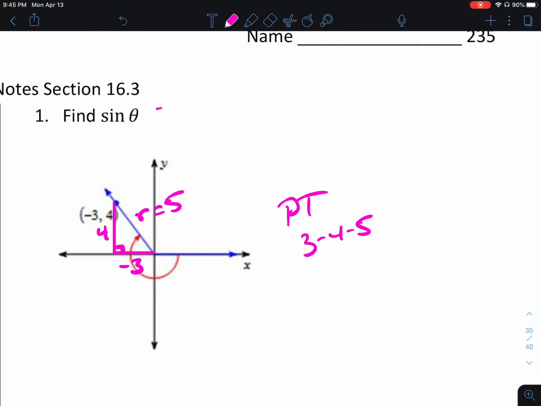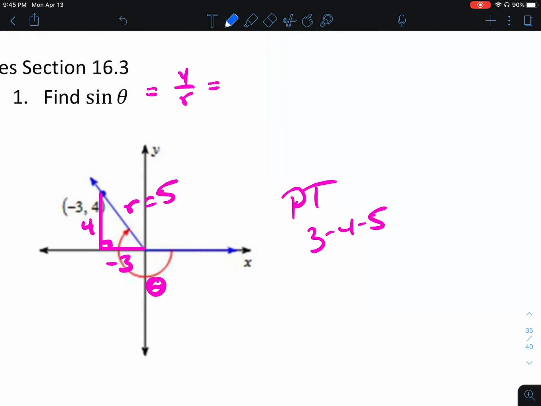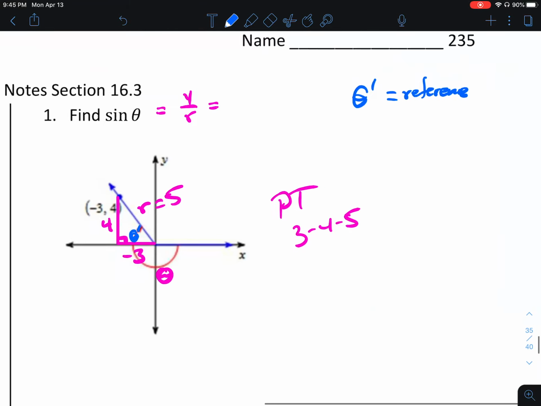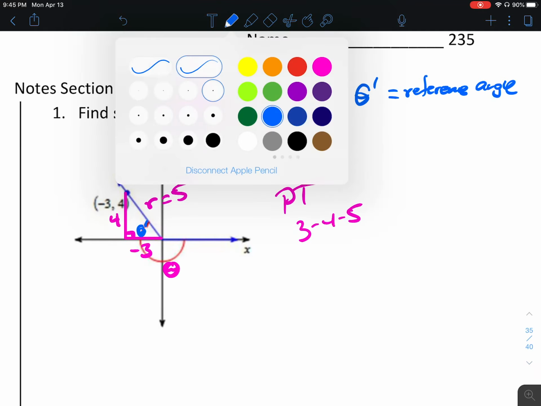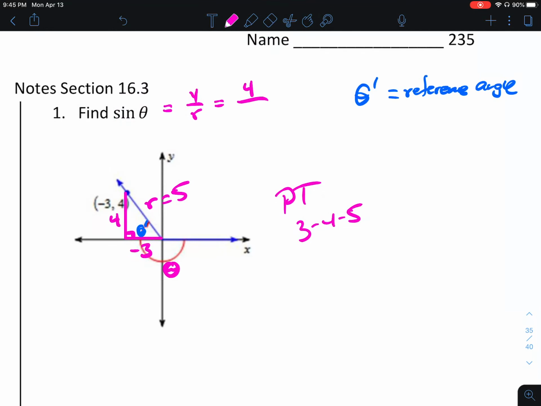Well, sine of theta, we just learned that sine is y over r. And in this case, this angle down here is theta. We would call this reference angle in here theta prime. That's the reference angle. Prime just means new or derived from. So in that triangle, what is y? It is 4. What is r? It is 5. Therefore, sine of theta is 4 over 5.